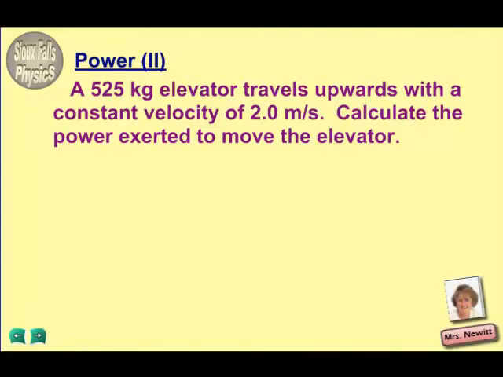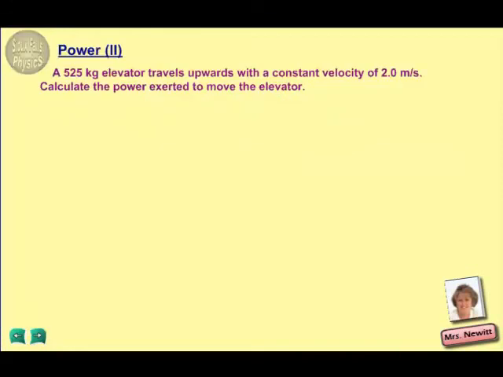Well, hello everyone, and welcome to another Sioux Falls Physics Teacher problem about power. We have an elevator traveling upwards with a constant velocity. Calculate the power exerted to move the elevator. Now, the first thing that you might notice is that normally, when we think of power, we think of power being a rate of work over time. However, there's no actual time given, there's no distance, so we can't figure out a work amount.